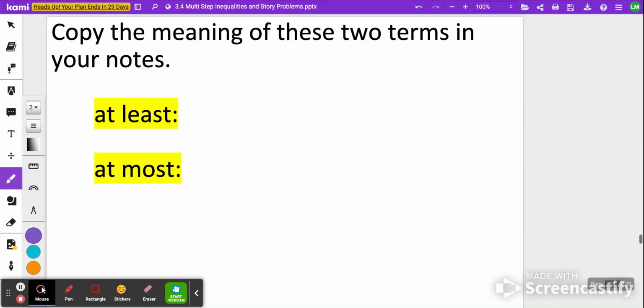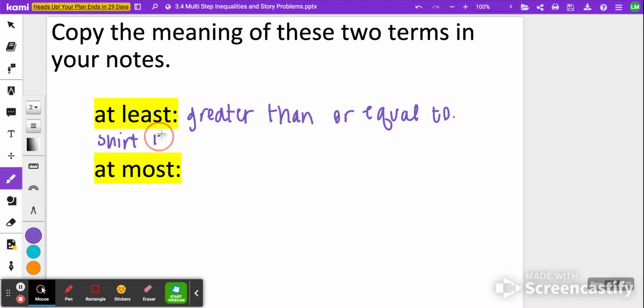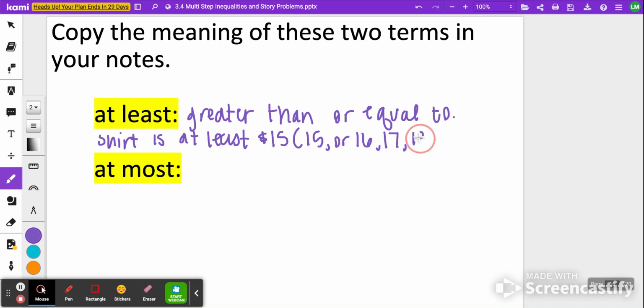Before we go on any further, we want to talk about the two terms that you're going to see the most often here. The first one being at least, and the second one being at most. At least is going to mean greater than or equal to. For example, your shirt is at least $15. That means it could be 15 or 16, 17, 18, etc., right? So at least means greater than or equal to that number.